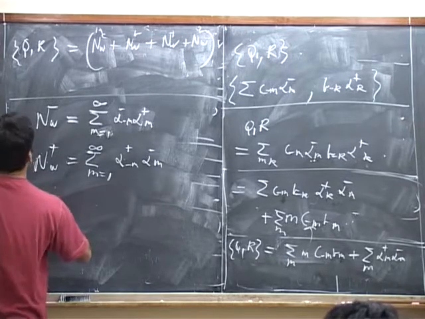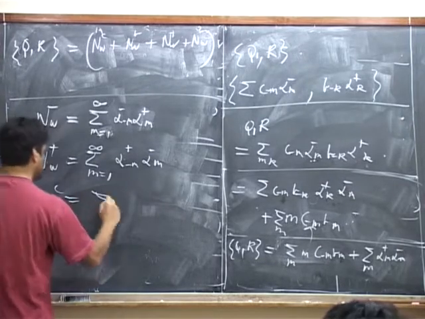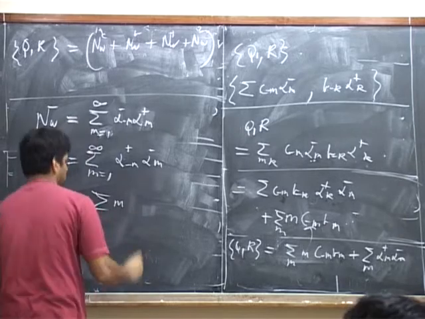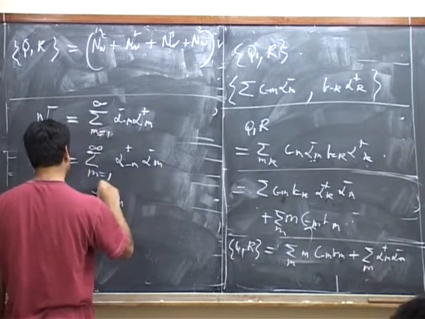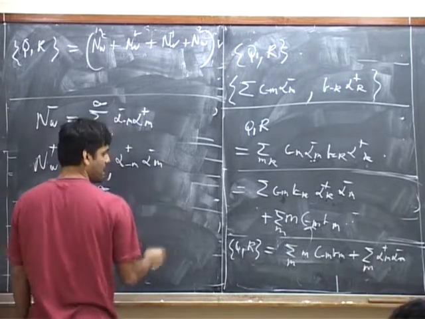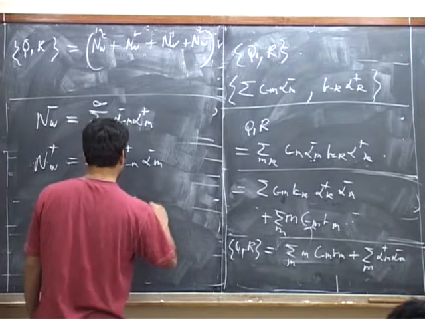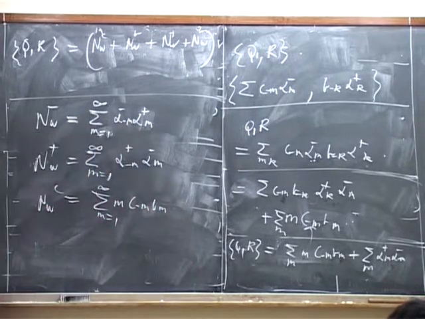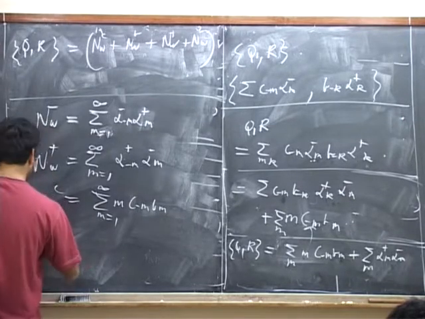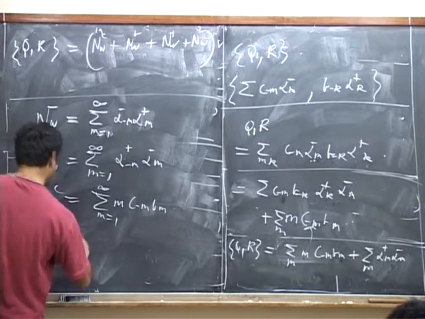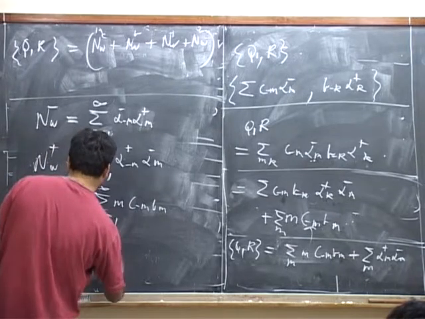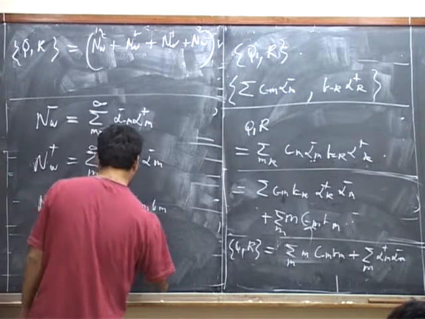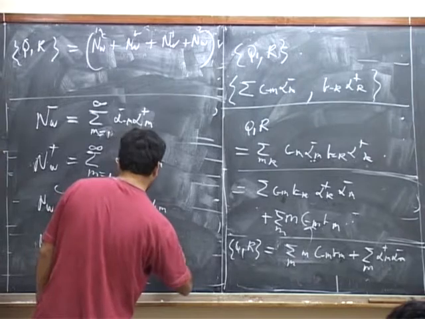NWC is the sum over M from 1 to infinity of C minus M BM. And NWB is the sum over M from 1 to infinity of M B minus M CM.